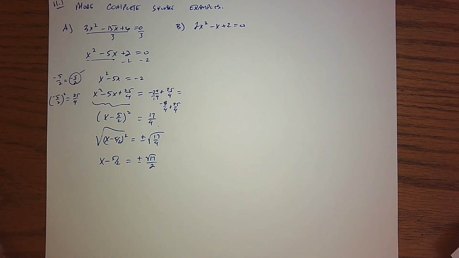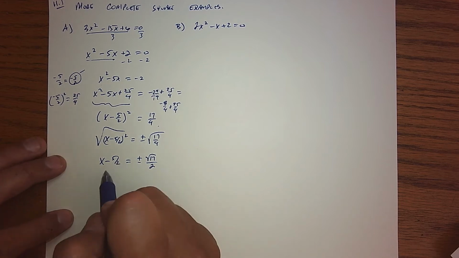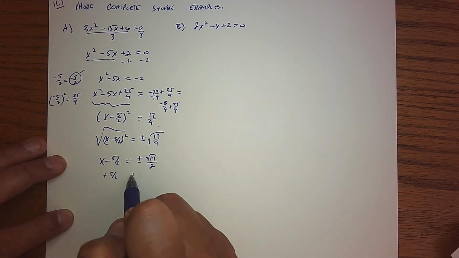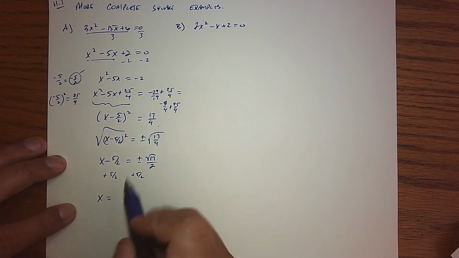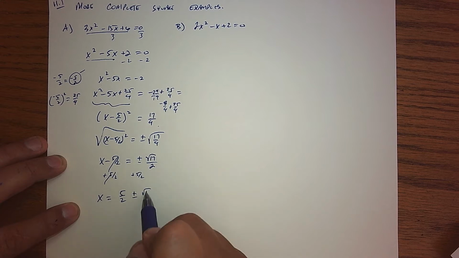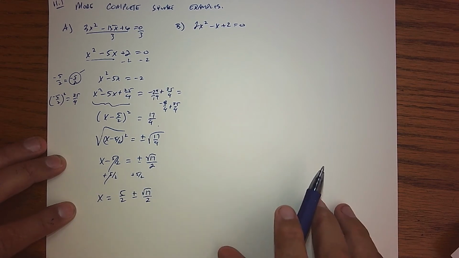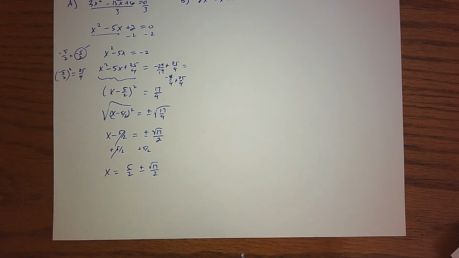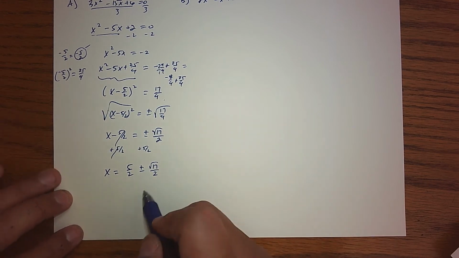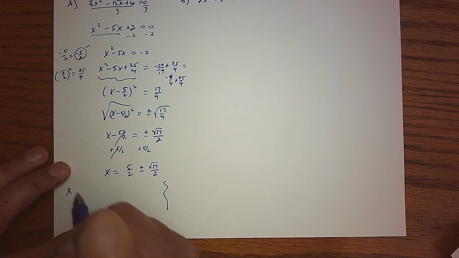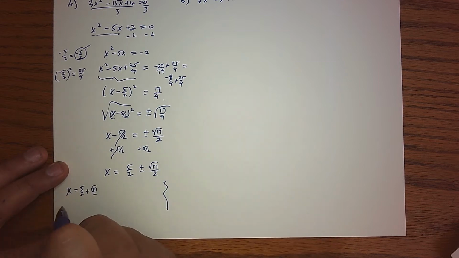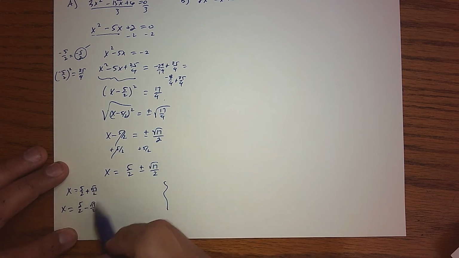That doesn't simplify anymore. To solve for x, right, we're going to add 5 halves to both sides. And so our x is, they cancel out over here, 5 halves plus or minus the square root of 17 over 2. All right, now to set the stage up for what's going to happen, there's a couple of ways we can write this. The first way is to recognize it as the two answers that it is, right? So it's 5 halves plus the square root of 17 over 2, or it's 5 halves minus the square root of 17 over 2. So there's two answers there.